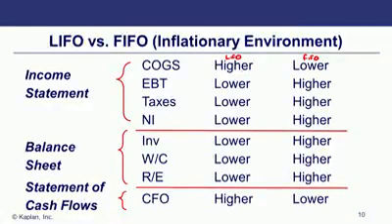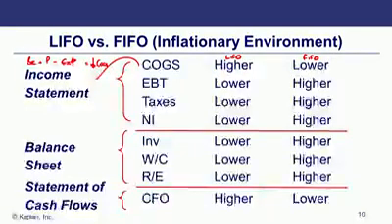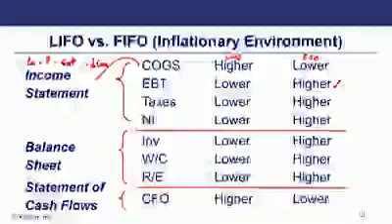So, again, remember your cost of goods sold. Just think simple trading companies. In other words, beginning inventory plus your purchases less your ending inventory. In an inflationary world, FIFO gives you the higher ending inventory and therefore gives you the lower cost of goods sold. The opposite is true, of course, for LIFO. LIFO would give you a lower ending inventory and therefore a higher cost of goods sold. Now, a lower cost of goods sold, of course, gives you a higher gross profit. It gives you higher earnings before tax.